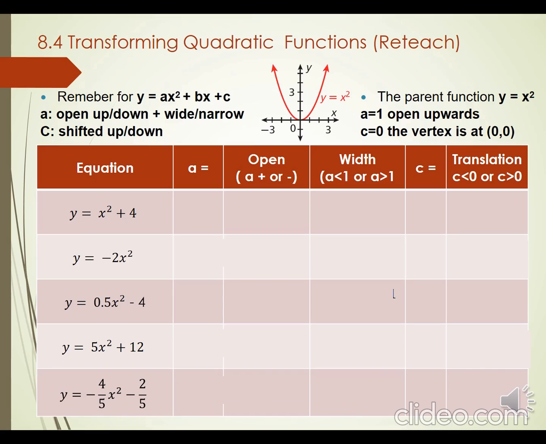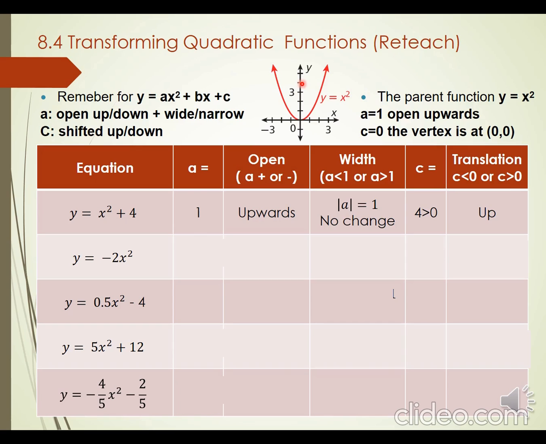Okay, for the first equation, we have A equals 1. Since it's positive, the parabola will open upwards because of the A that is positive. Again, since A is 1, there will be no change in the width. It will be exactly as wide as x squared. Let's go to the C. C is 4. It's greater than 0, so the graph will be shifted upwards. We're going to have the exact same graph as x squared, but shifted up by 4.